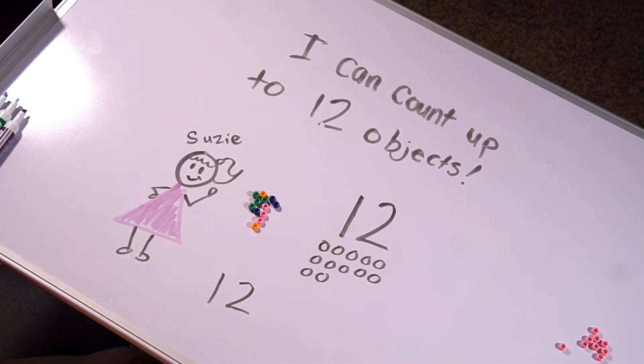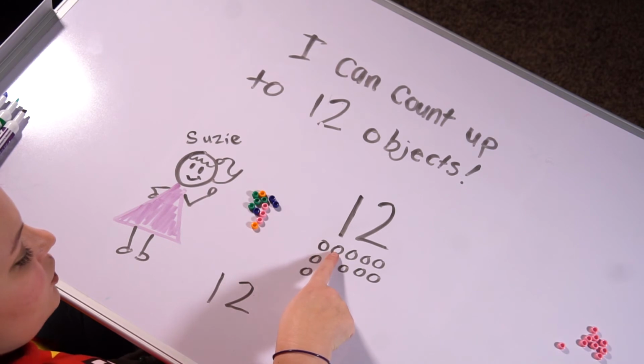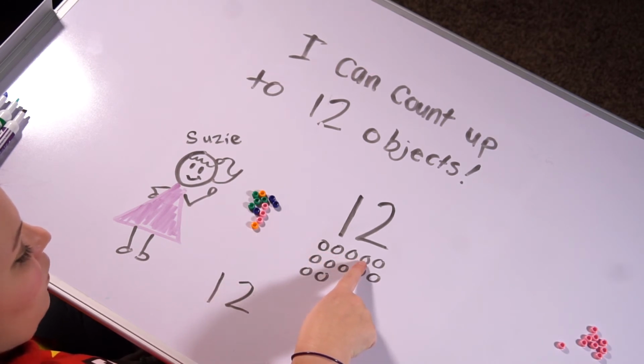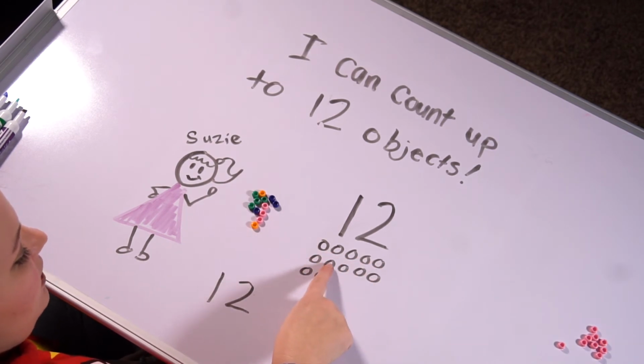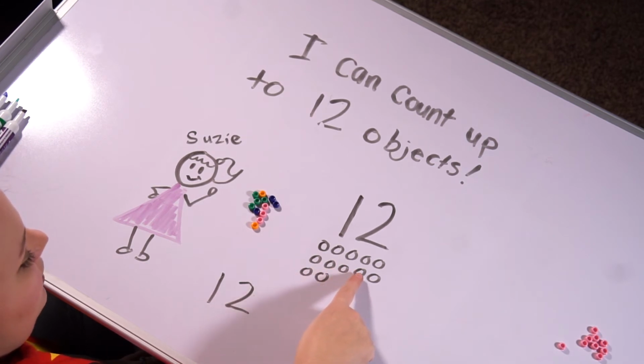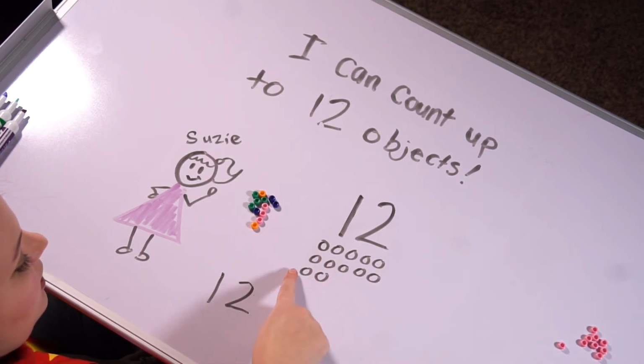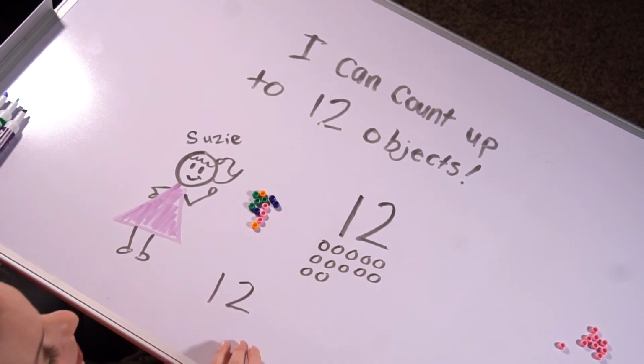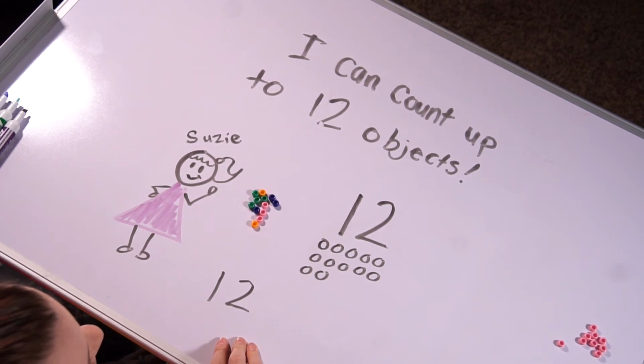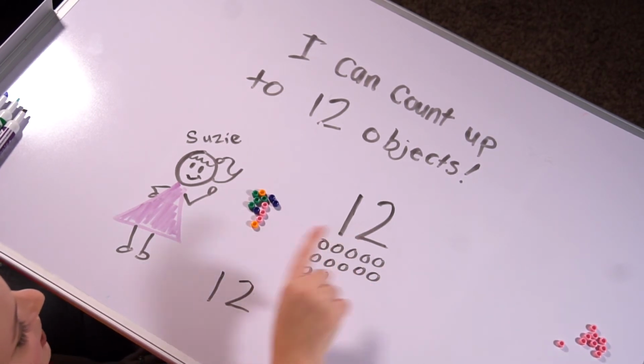All right, friends, let's count the counters that we drew just to make sure that we have 12. 1, 2, 3, 4, 5, 6, 7, 8, 9, 10, 11, 12. That is 12 counters, a 1 and a 2.